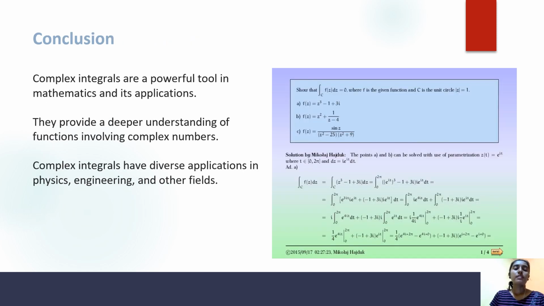Conclusion. Complex integrals are a powerful tool in mathematics and its applications. They provide a deeper understanding of functions involving complex numbers. Complex integrals have diverse applications in physics, engineering, and other fields.